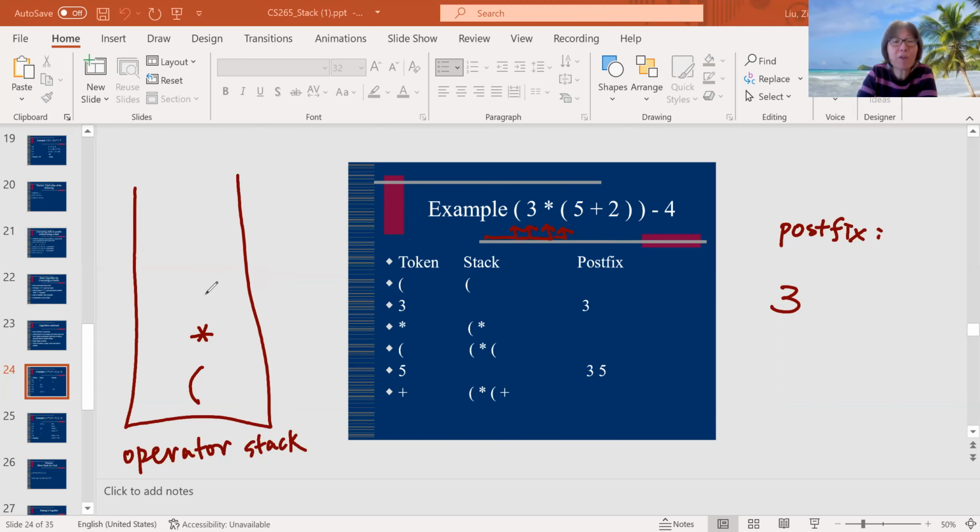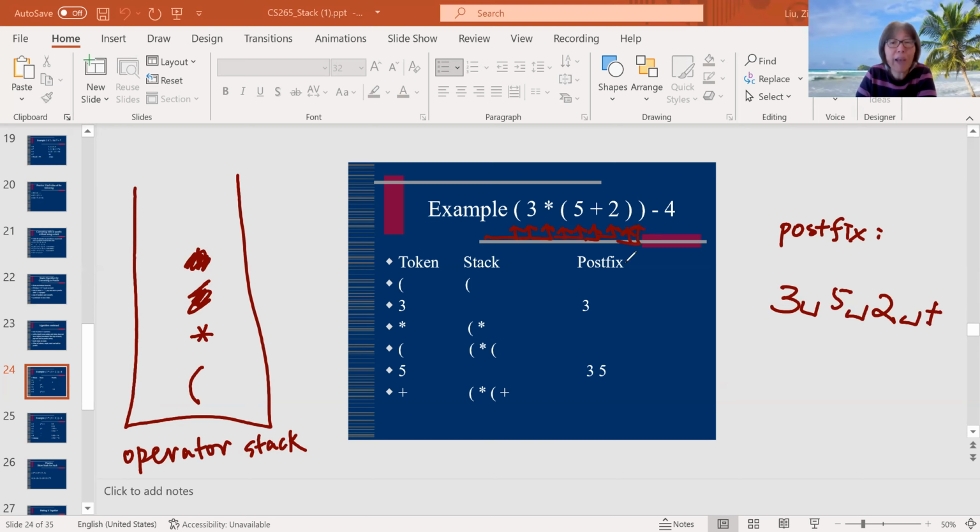Next one, a number, I add it to postfix. Next one is a plus sign, and you need to compare with the top. There is no comparison, you just push it to the stack. Next one is a number, you add it to postfix. Next one is a right parenthesis. If it's a right parenthesis, you need to pop it out, add it to postfix, keep popping until you see the left parenthesis. You just pop it out, and that's it.